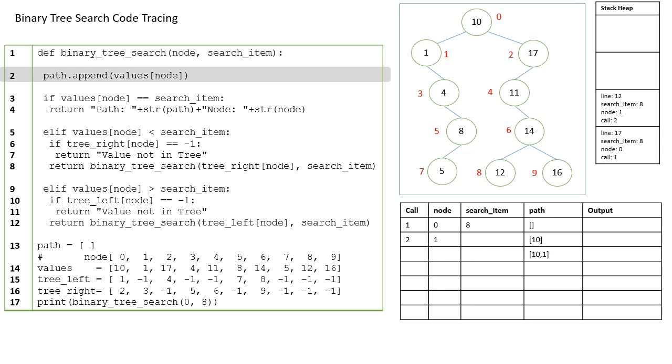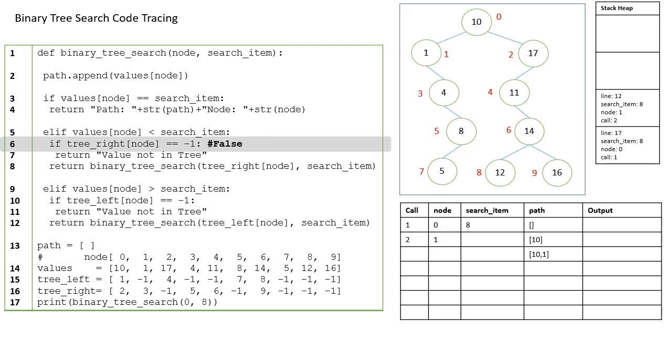Now add the value 1 to our path, and we proceed to check to see if it's equal to our search item, where our search item is 8 and our value here is 1, so clearly they're not the same. So we skip to line 5. On line 5 we check to see if our value is smaller than our search item, which it is. Search item 8, the value here is 1. So now we execute the block of code on 6, 7 and 8.